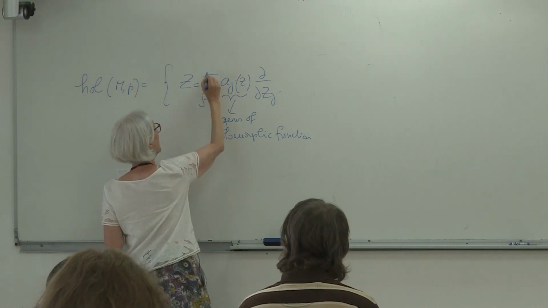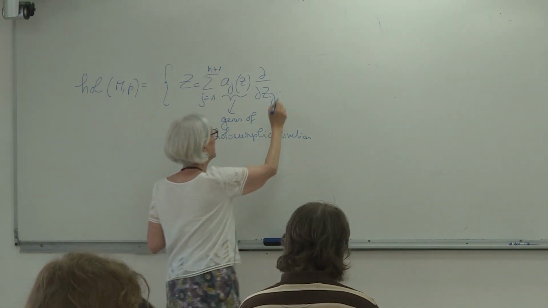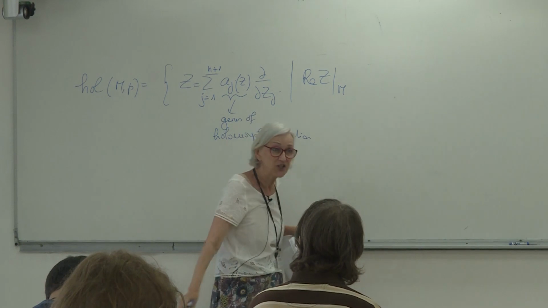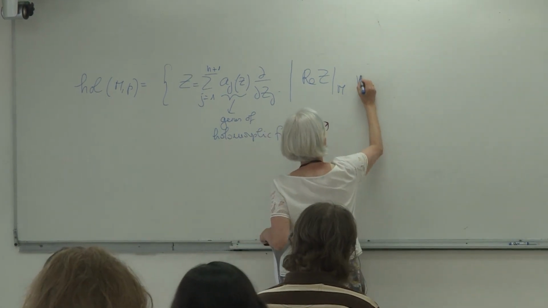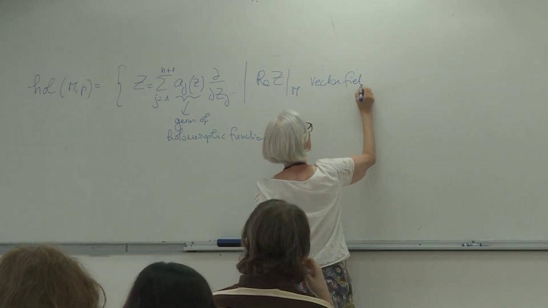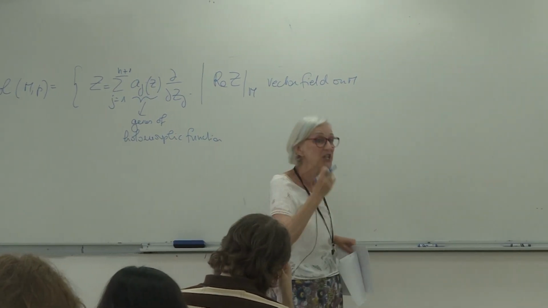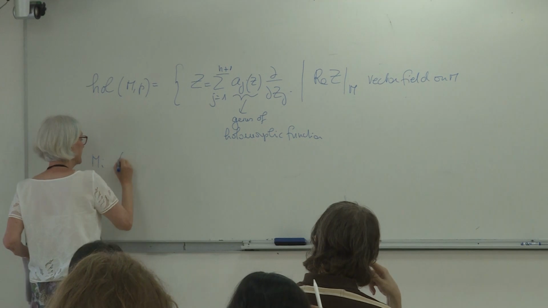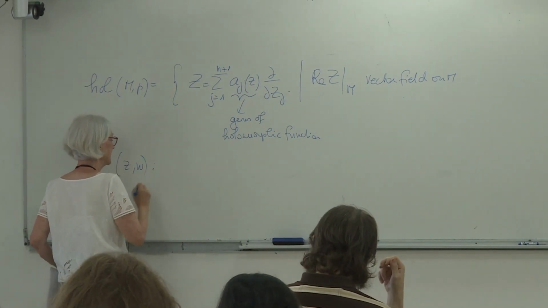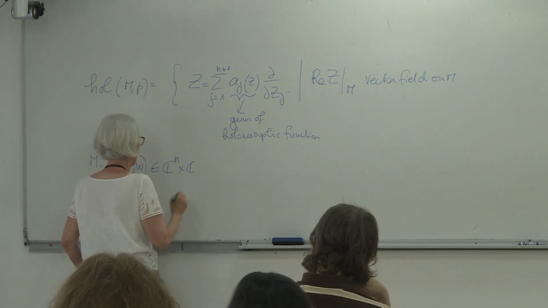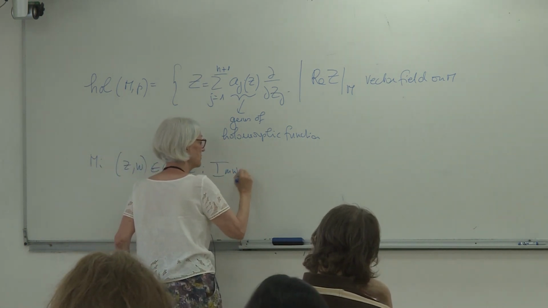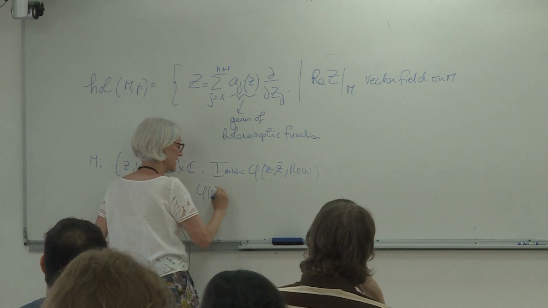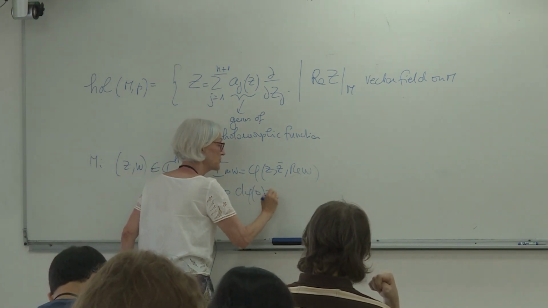j equal to 1 to n plus 1, or capital N, such that the real part of Z restricted to M is a vector field on M, which means that at each point it's tangent to M. And remember, M is always given by the set of coordinates (z, w) such that Im w is equal to phi of (z, z bar, Re w), phi of 0 is equal to 0, and d phi of 0 is equal to 0.